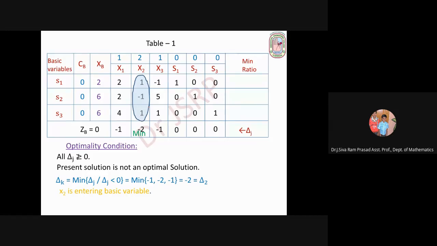If all delta j greater than or equal to 0, then the present solution is an optimal solution and the process ends. So here all delta j are not greater than or equal to 0. So the optimal condition is not satisfied, and the present solution is not an optimal solution. Next we have to improve the solution. For that, first we find the entering basic variable, that is delta k equal minimum of delta j such that delta j less than 0. So we take the minimum of negative delta j values. Here minimum is -2. So the corresponding variable x2 is entering basic variable.